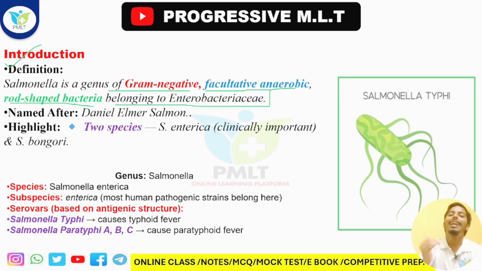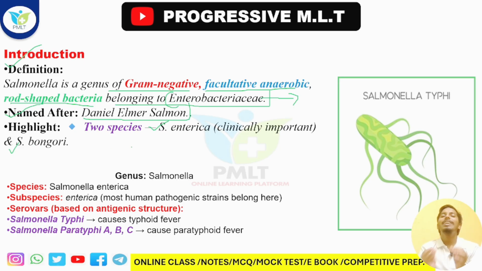There is another type of bacteria. They all belong to the Enterobacteriaceae. Almost all gram negative bacilli belong to the Enterobacteriaceae, like Escherichia coli, like Salmonella, like Shigella. They all belong to this family. The name Salmonella basically comes from Daniel Elmer Salmon. There are basically two types of species. First one is Salmonella enterica, another one is Salmonella bongori.